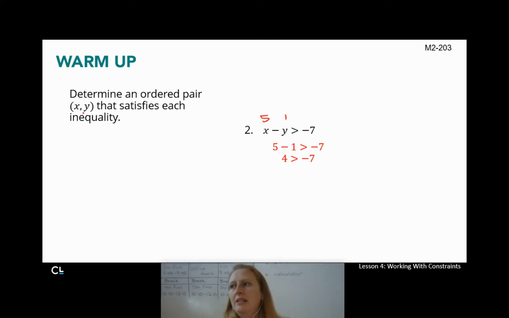I'm going to write it as an ordered pair. So 5 is my x-coordinate, 1 is my y-coordinate. Huzzah and happy day. So nothing too exciting, but this is a solution. You probably pick different numbers. That's okay, as long as when you subtract them, it's greater than -7. It's a solution. Hooray. So lots of possible solutions. These are just the ones I picked.